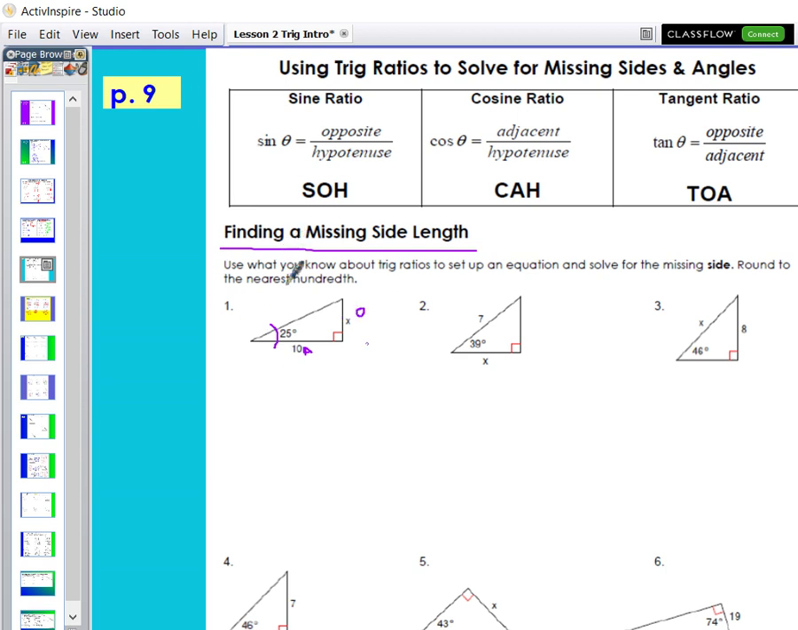So I have to figure out, okay, which trig ratio do I use, the opposite and the adjacent? No, it's not that one. Adjacent, hypotenuse, opposite, adjacent. So it looks like the first one we're going to use tangent, because tangent relates the opposite and adjacent side. So I'm going to start by writing tangent of 25 degrees is equal to the opposite, x, over the adjacent, over 10.